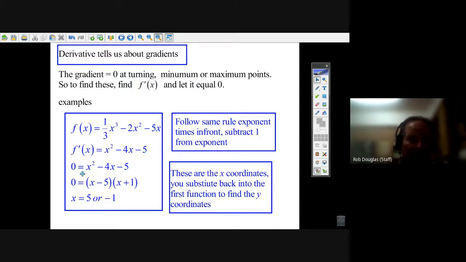Okay, then you make it equal 0, and then you factor, or you use the quadratic formula, and it'll tell you that x is 5 or x is minus 1. And those are the x values of the turning points. If you want the y values, you take that 5, rub out the x, put a bracket, put a 5 in there in your calculator, and squared, minus 5 times 5, just put a bracket in there, press equals, and you'll get the y value. And if you put in minus 1, you'll get the y value that goes with minus 1. So that's the main idea. That's what you do with derivatives.